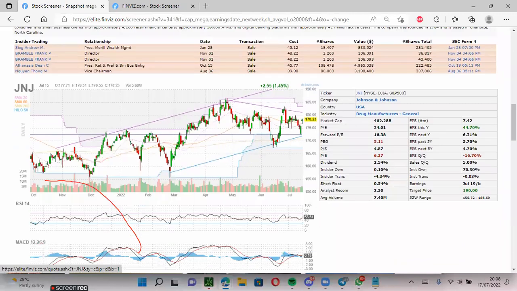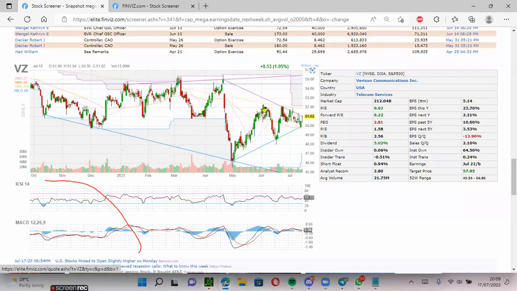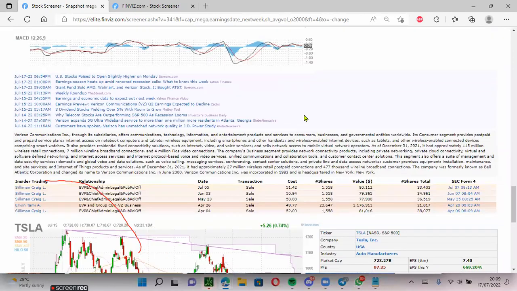This is J&J. J&J is closer to 178, and it is having the support of the trend line. And eventually, if we can gap up above 185, we expect it to move further up. This is Verizon. Verizon is also having good support on the trend line from 46 to 52. If we can break above 55 with the 5G, I expect Verizon to do much better.